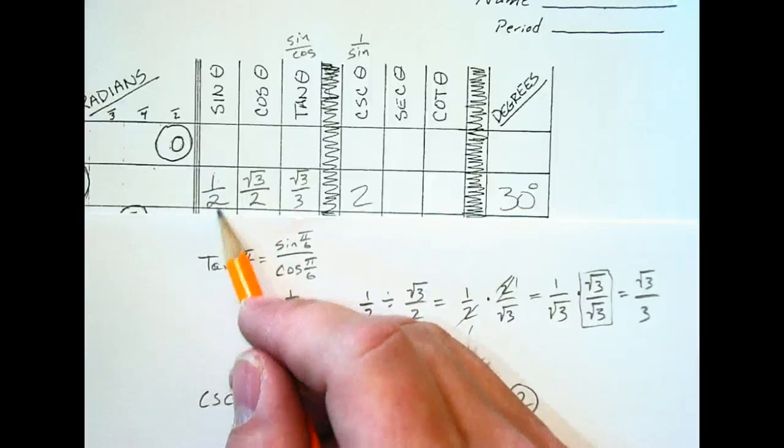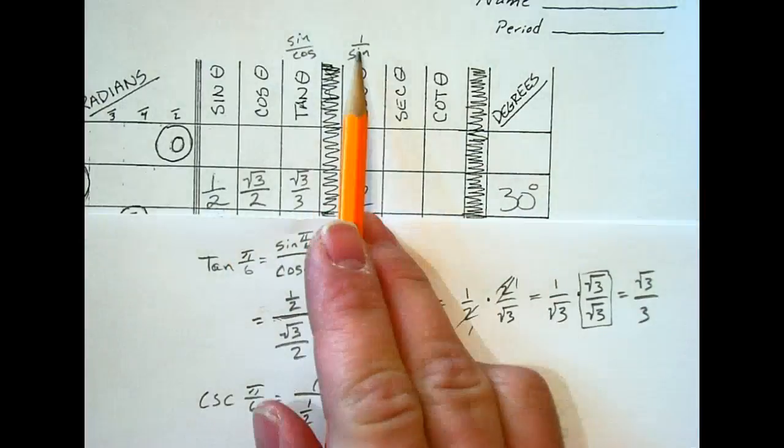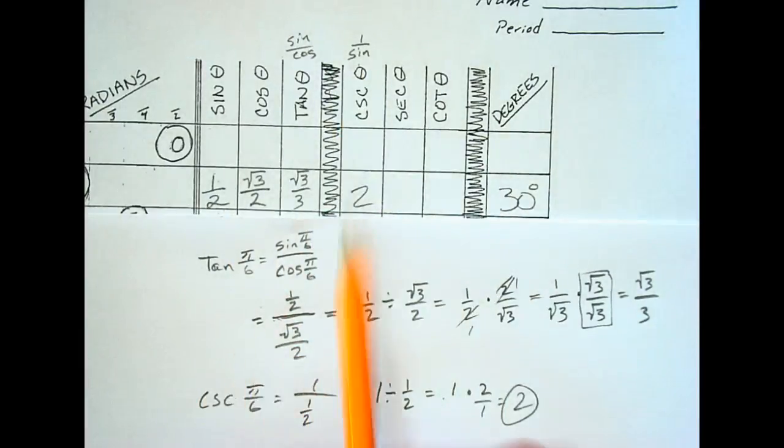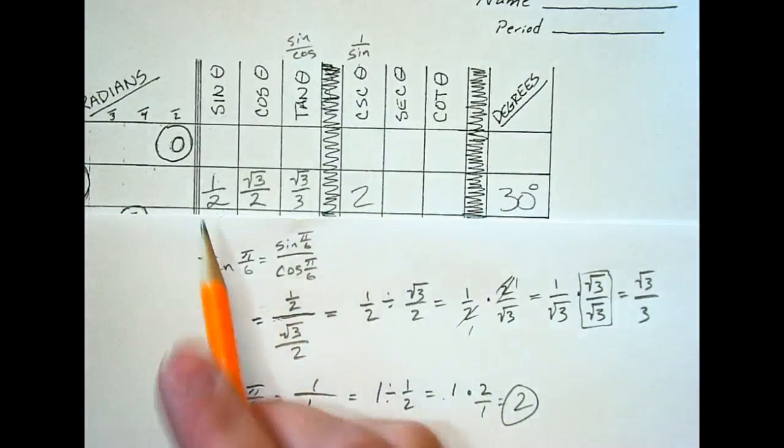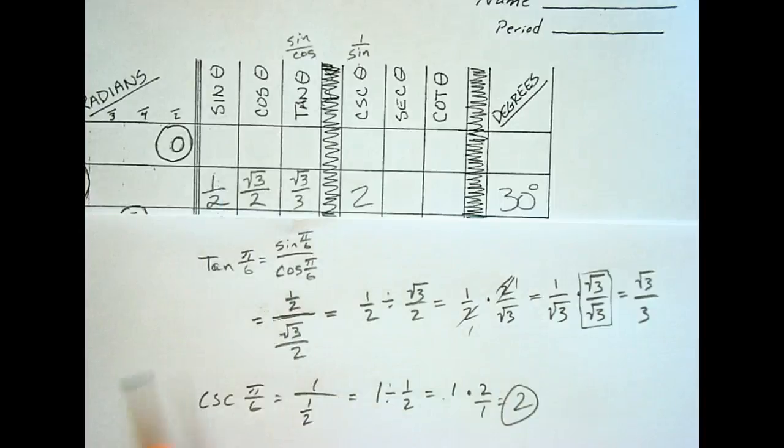Yeah, just flip it. That's 1 over sine, which means the reciprocal of sine. Wouldn't it be negative 2 then? No, the reciprocal. You just flip it. The reciprocal is what you can multiply this by to make 1. Okay? You flip the fraction.